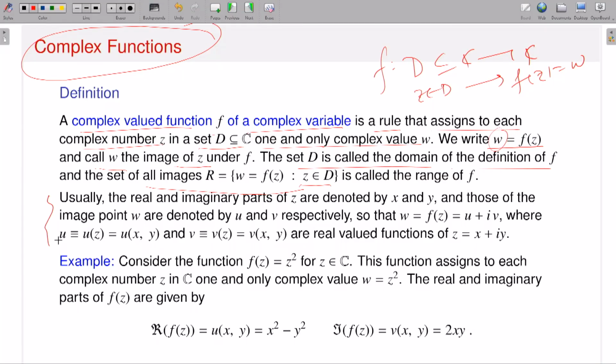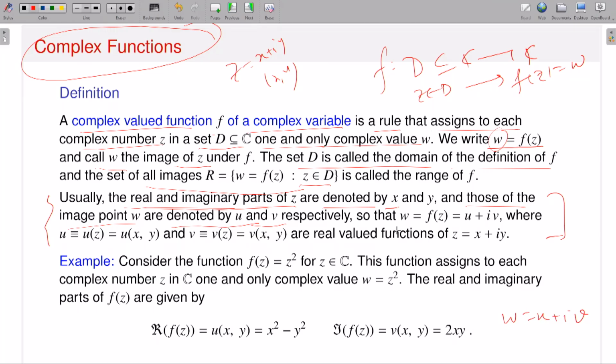Okay. Now look, usually the real and imaginary part, that is very important. So this discussion is very important later on. Why? Now look, usually the real and imaginary parts of z, generally I will denote by x and y. That means z is equal to x plus iy, or (x, y), whatever it is. And those of the image point, that means the image object under the map, I will denote that by u and v. So that means w I will write as u plus iv.